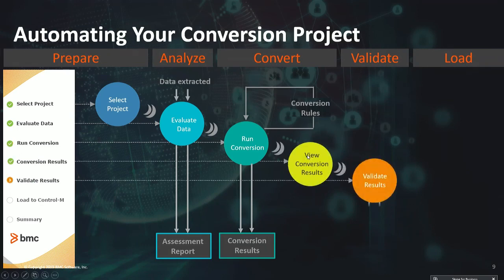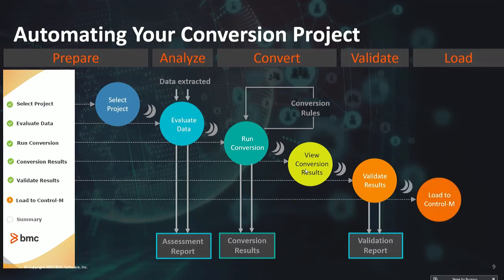Next one is the verification phase. So this phase is critical to reducing the downtime associated with your conversion. In this phase, you can compare reports from your old schedules with your new forecast plans, and you can determine which is the best time to complete your migration and to switch to Control-M, minimizing the downtime. Finally, you can load your data into Control-M, and then you get a summary of all your conversion phases.